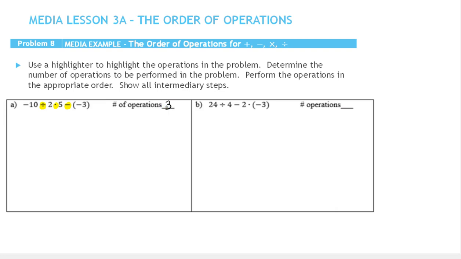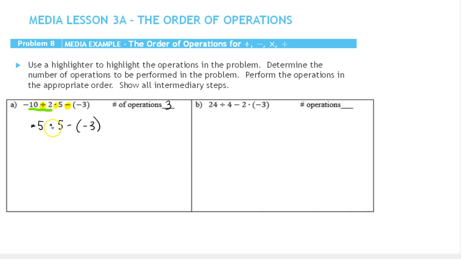So now we do any division or multiplication first. And looking at this from left to right, the first thing I see is division. So I'm going to do that first. So 10 divided by 2, negative 10 divided by 2. 10 divided by 2 is 5, negative divided by positive is negative. Copy down the rest of the problem, times 5 minus negative 3.